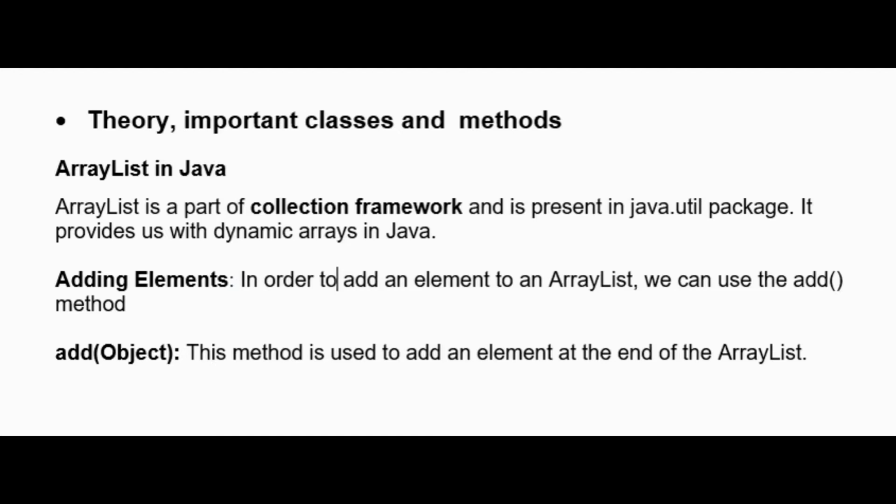Adding elements is the most common method we use in an array list, and it is used for adding elements inside the list. It is different from an array. I will show you in the example how we differentiate it from an array and compare them. In order to add an element to an array list, we can use the add method. The add method is used to add an element at the end of the array list. So let us understand with the help of an example where we will describe an array and then an array list.